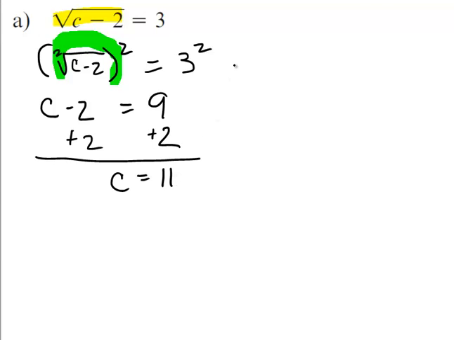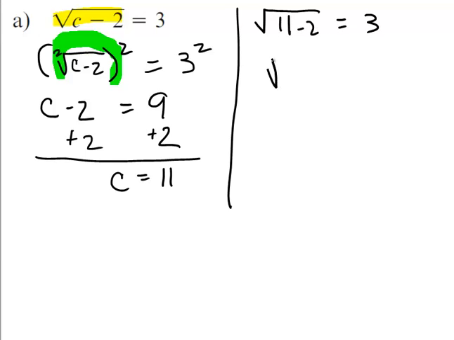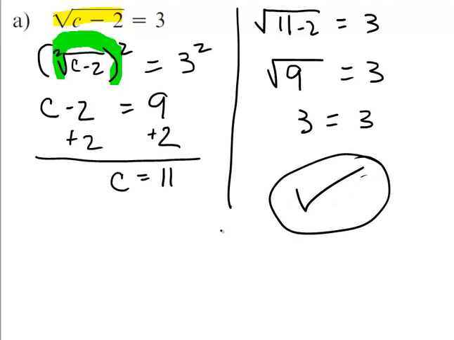But we're not done. Let's make sure that this actually works. So I'm going to go back to my original equation, and I'm going to plug in 11 for c. Do what's under the radical if you can. So 11 minus 2 is 9. And indeed, the square root of 9 is 3, and 3 does equal 3. So you've checked it. That's something I want to see, that you have done that.